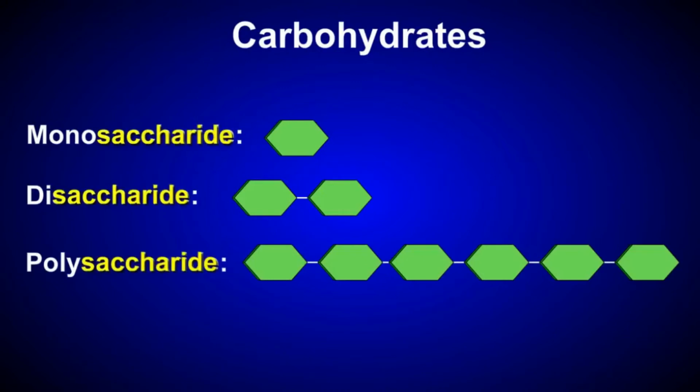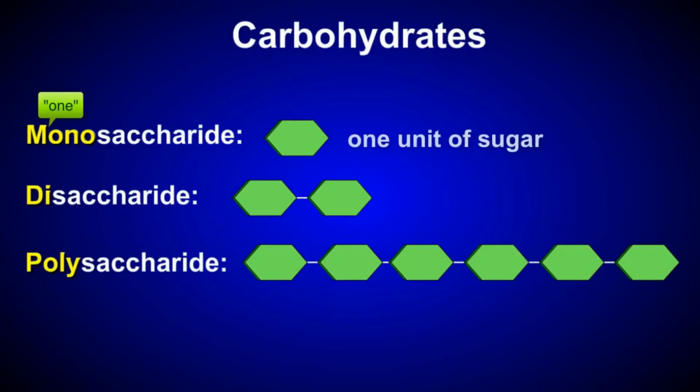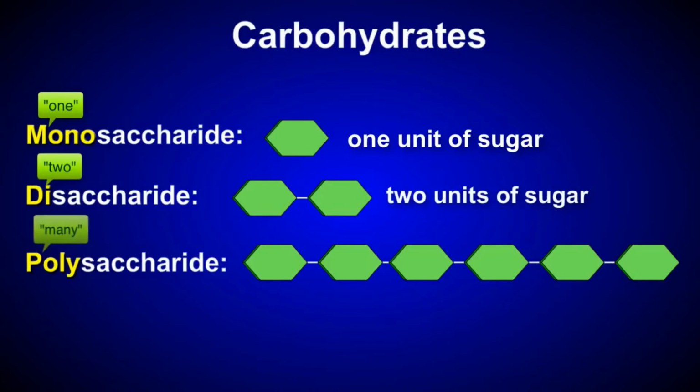Most carbohydrates are characterized as either monosaccharides, disaccharides, or polysaccharides. The term saccharide is just another word for sugar. The prefixes mono, di, and poly refer to the number of sugars in the molecule. Mono means one, so a monosaccharide is a carbohydrate made of 1 unit of sugar. The prefix di means two, so a disaccharide is a carbohydrate made of 2 units of sugar. And poly means many, so a polysaccharide is made of many sugar units bonded together.